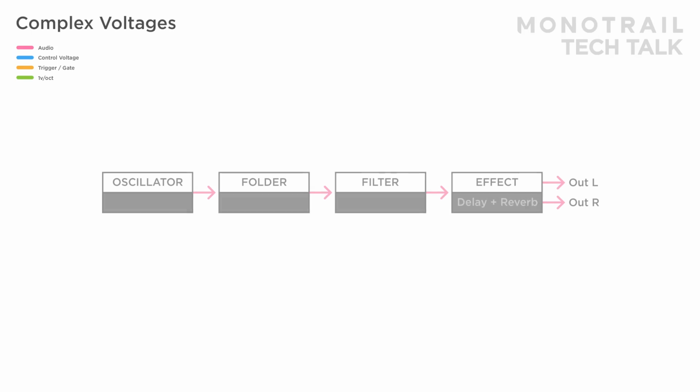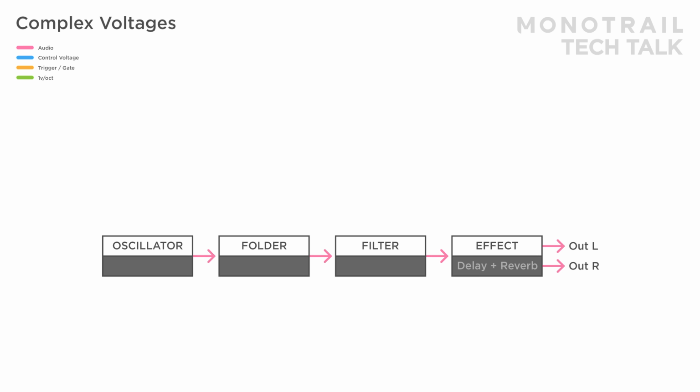Besides envelopes, Zadar can create complex LFOs and voltages. Using it mostly comes down to finding what shapes work in your system. But here are a few examples. Here is a synth voice with oscillator, wavefolder, filter and stereo effect. In this case, a delay and reverb combo.